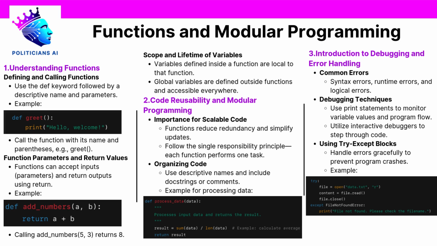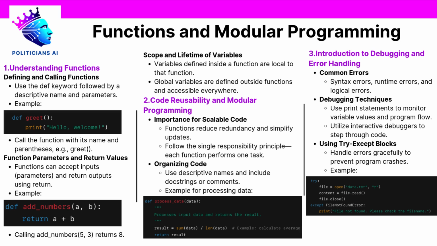If a function adds two numbers, call it something like add numbers instead of something vague like do math. You can also add a short description to explain what the function does. This makes it easier for other people and your future self to understand your code.